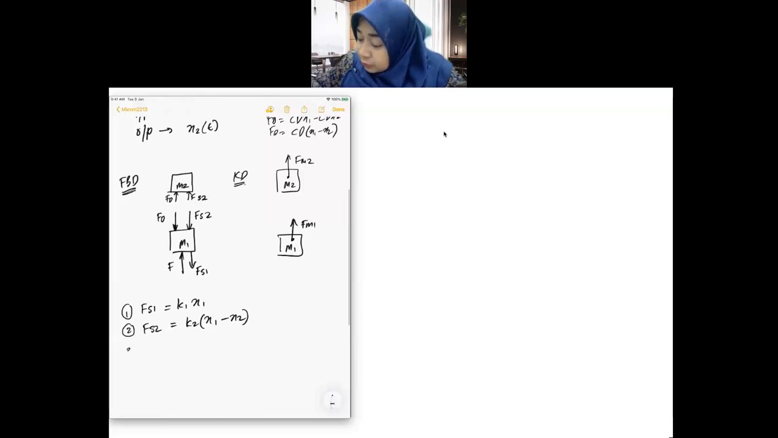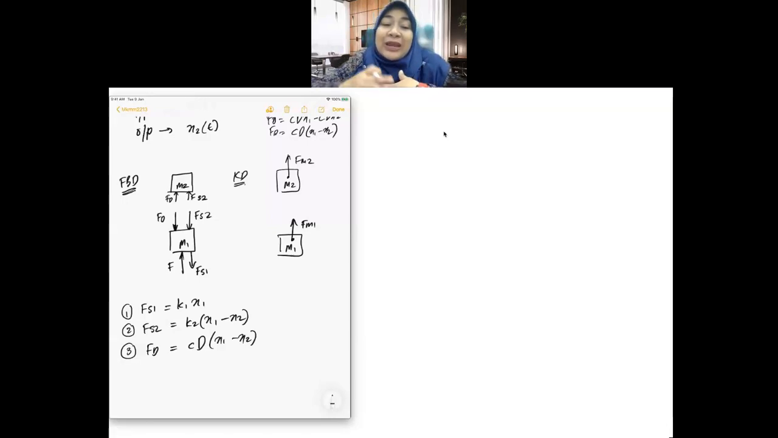All right. So number 3, the force due to the damper is going to be CD times x1 minus x2. Then I have the force due to mass. Mass is very easy because mass is a rigid body, so it doesn't have any changes of displacement. Let's say this is a remote control here. When I push this end, x1 and x2 will be the same, isn't it?